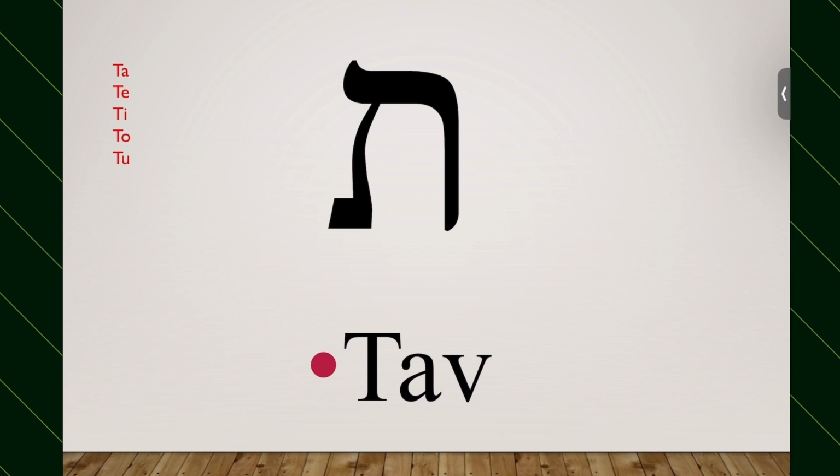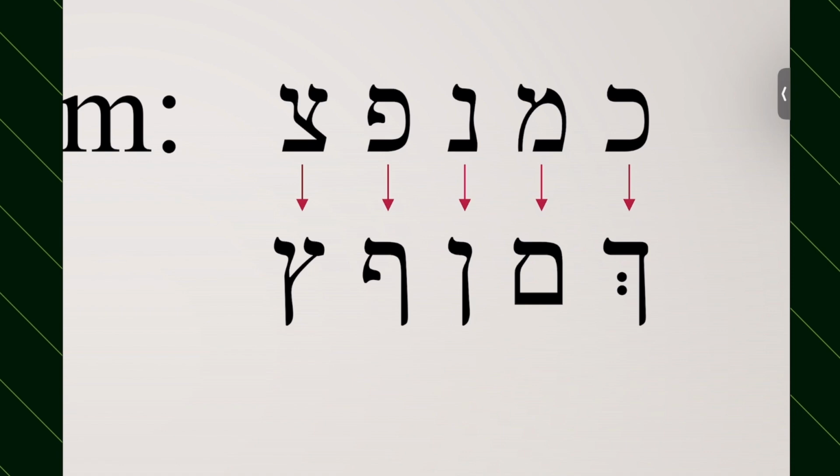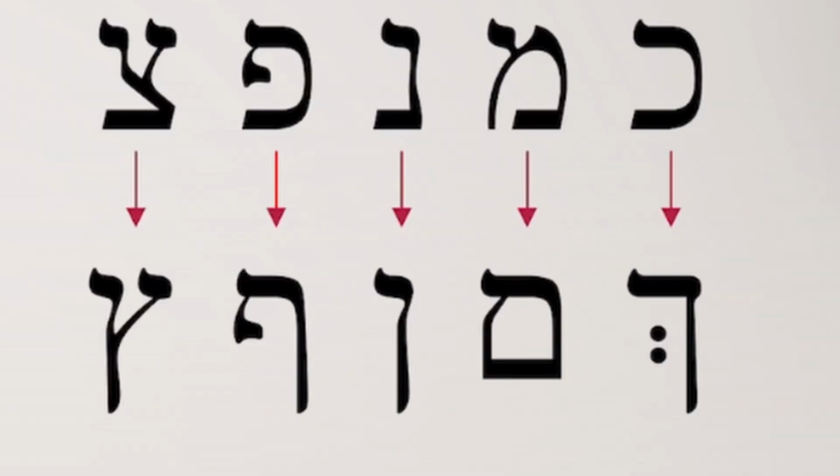Let's have a look at them. Okay? So we have kaf, mem, nun, pei, tzadik. Don't mind the two dots at the half here. Okay? Kaf, mem, nun, pei, tzadik. Okay, so that's an overview of the letters. Okay, I hope you wrote it down.